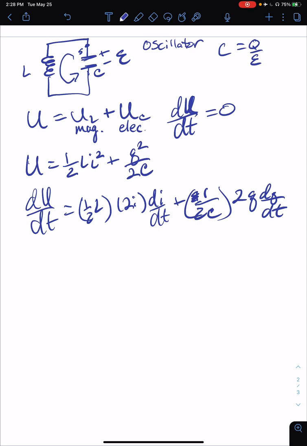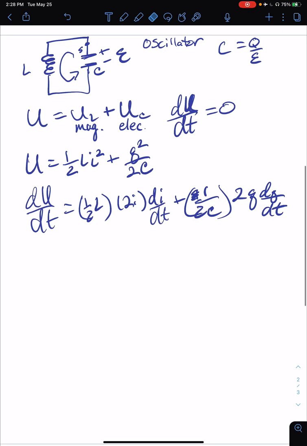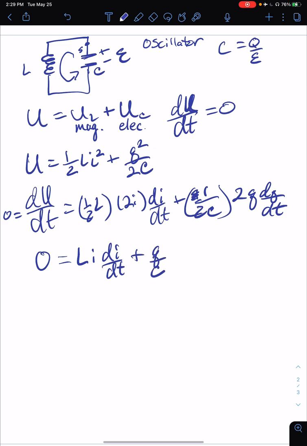All right. So the deal, though, is that this entire thing is going to have to equal zero. Let's rewrite that. It's a big mess. So the 2's cancel. What's our final thing? We're going to end up with 0 equals. Remember, the derivative of this thing has to equal zero. That's the whole point. Zero is going to equal L times i times di/dt. We still have that in there. And then plus q over C times dq/dt.